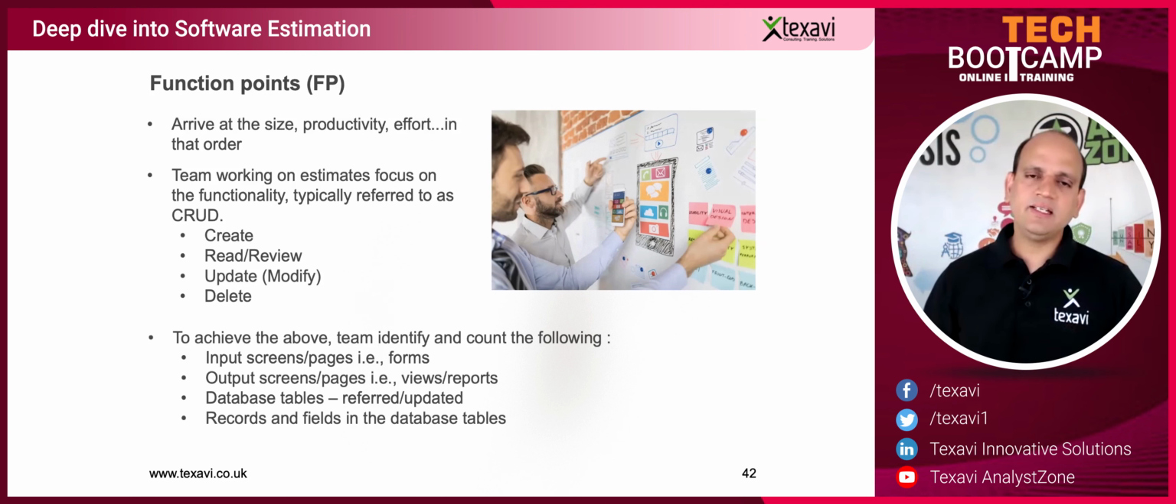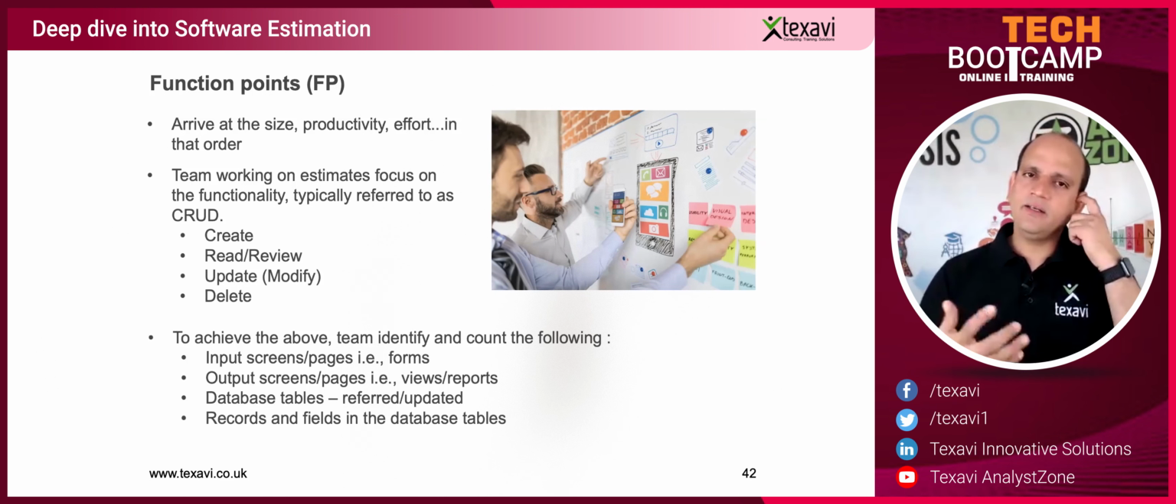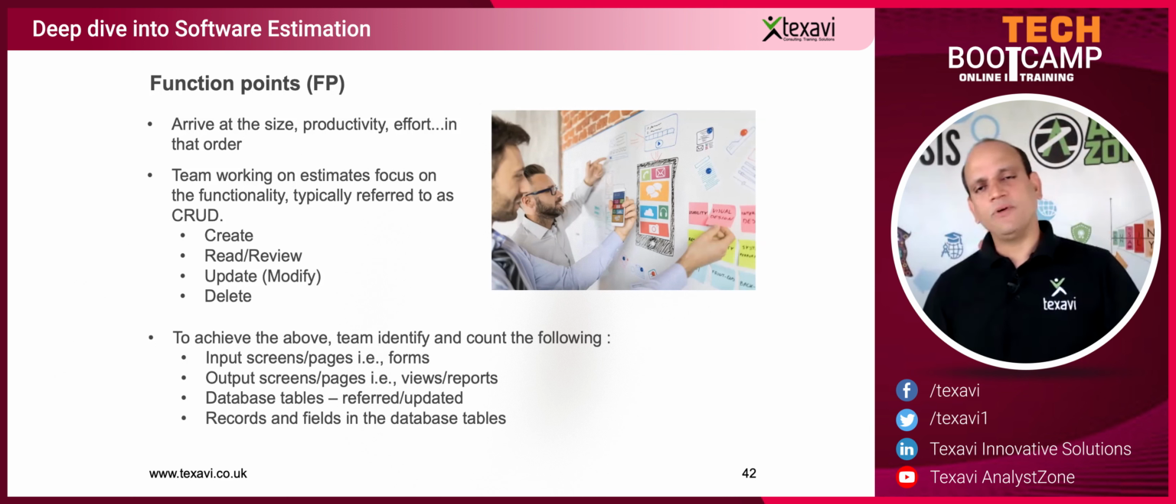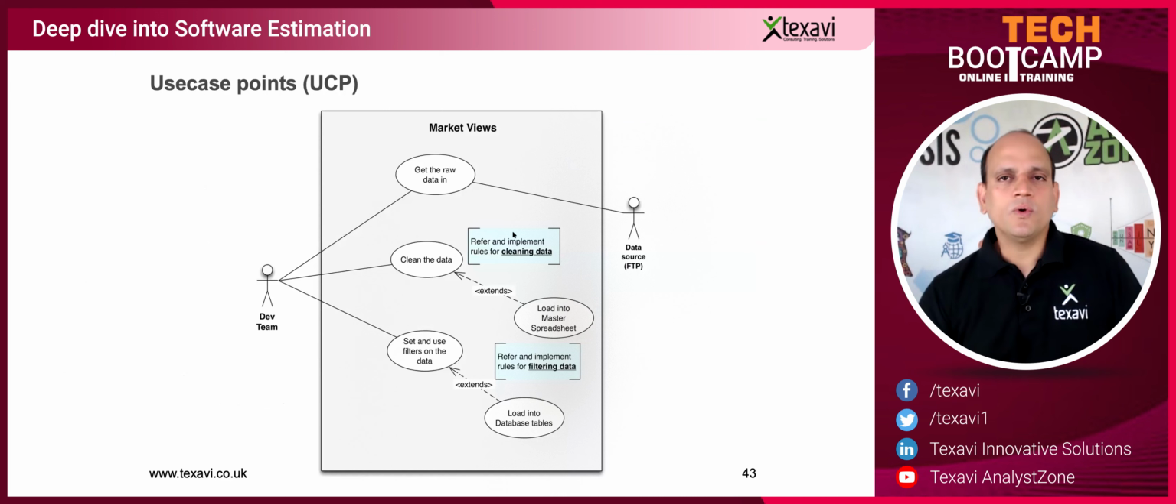So all of these details are required to be analyzed, and then you come up with the final figure saying I've got, let's say, 10 input screens, I've got 5 output screens, and then I've got so many database tables and so on and so forth. So basically that's pretty much what an FP works with.